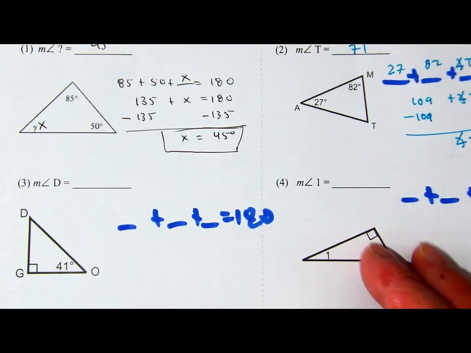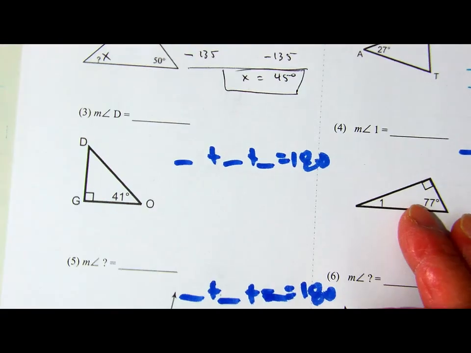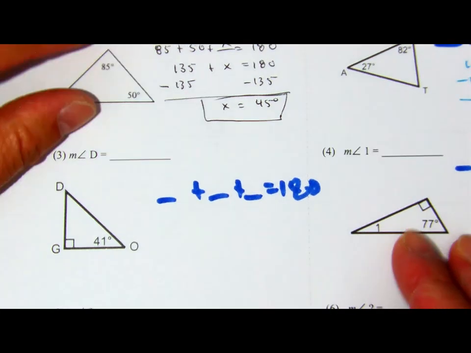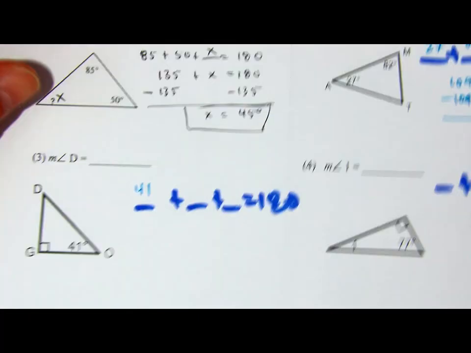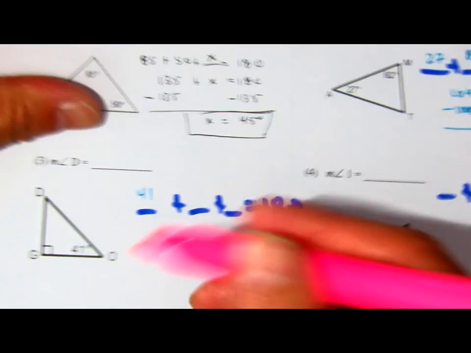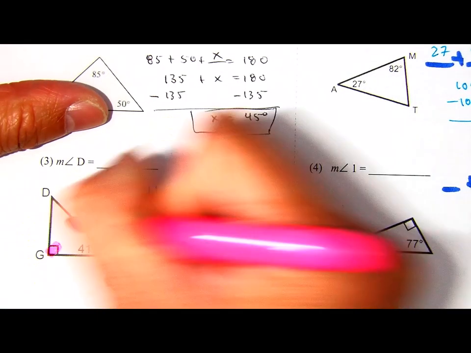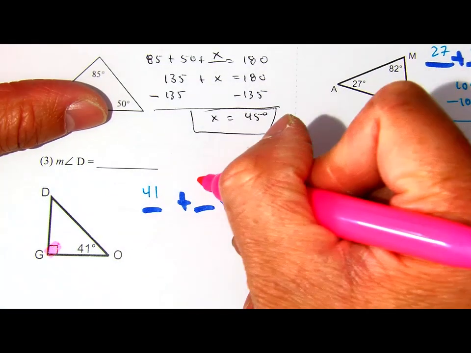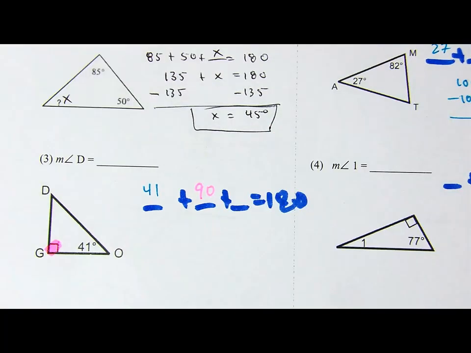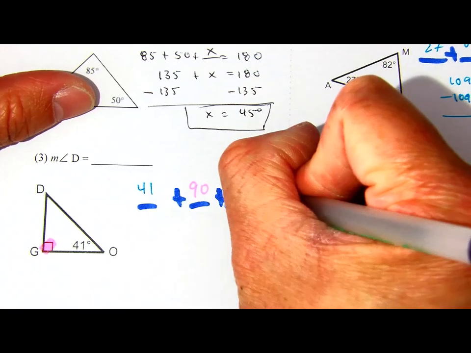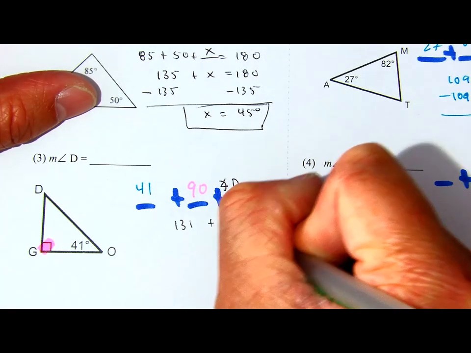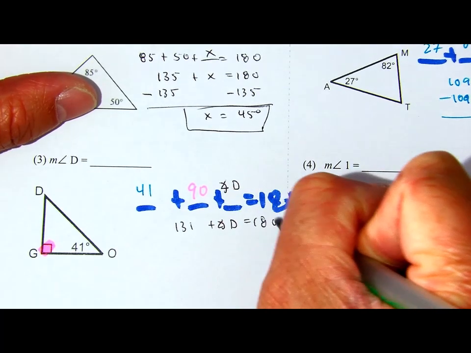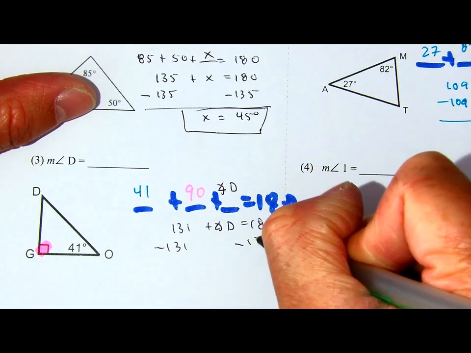Alright, number 3. Oh no, they only have one number, so I have 41. This one is equal to how many, class? 90. Yeah, it's a right angle, 90. Got to know your previous knowledge. Add those together, I get 131. Subtract.